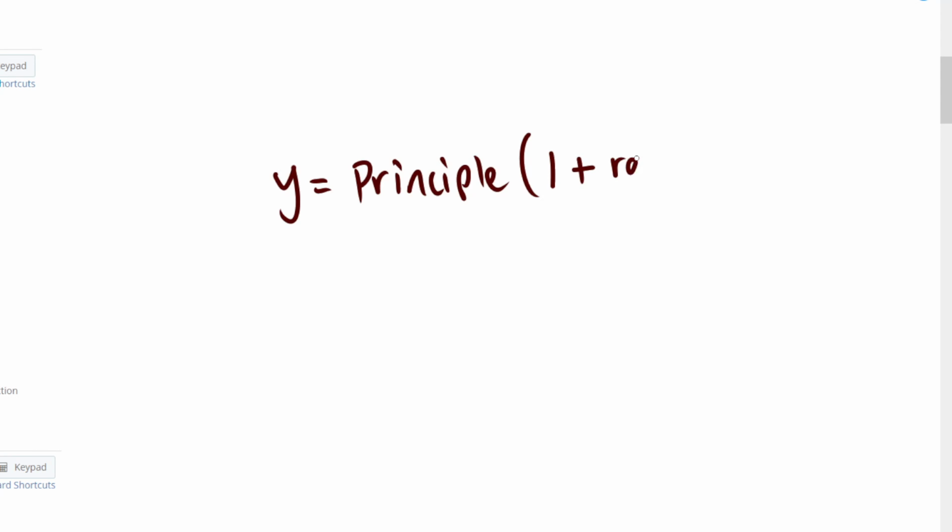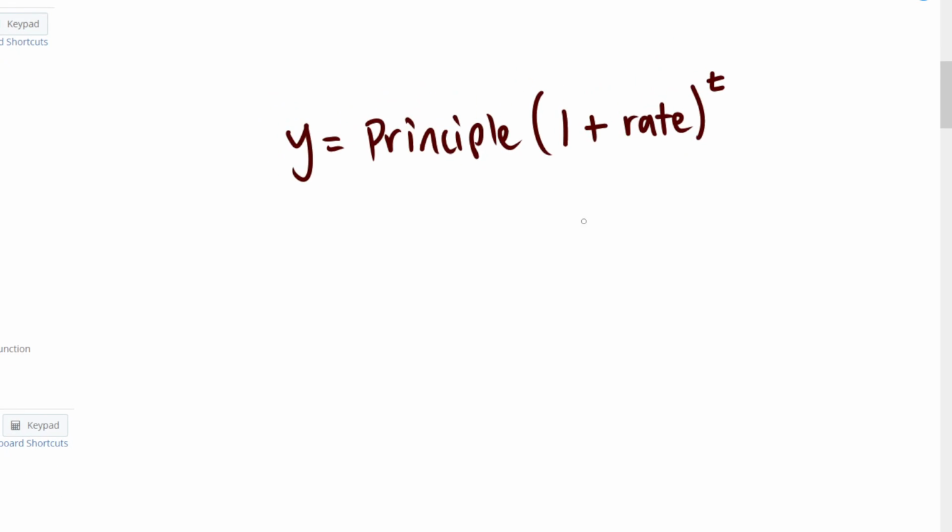So a common formula that we use is y is equal to our principal times 1 plus our rate, to our time or variable that's going to be affected. Principal is the initial amount. Usually it's used in financial terms, where if you invest $400, your principal would be that $400.